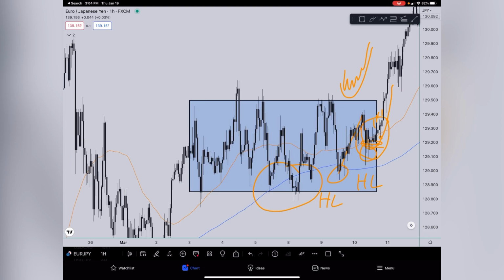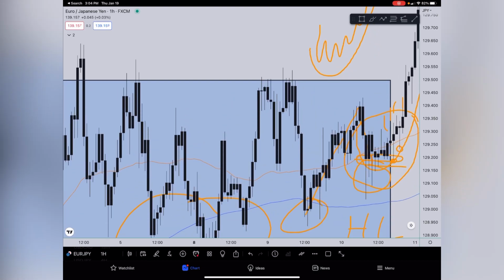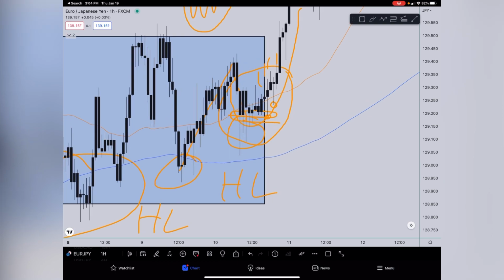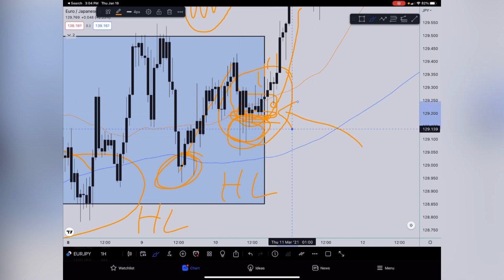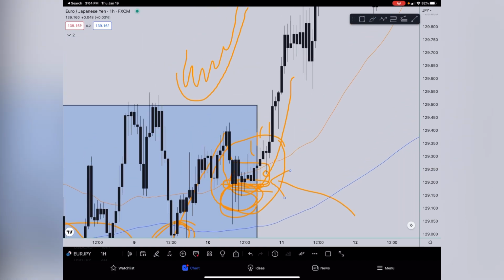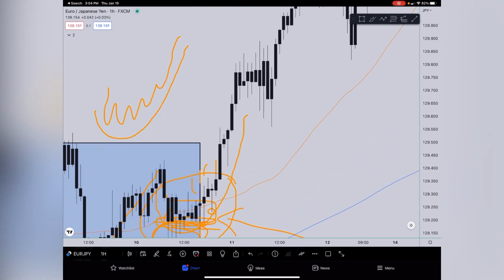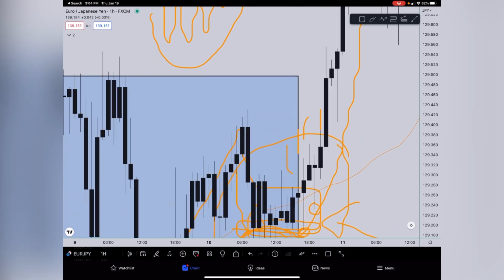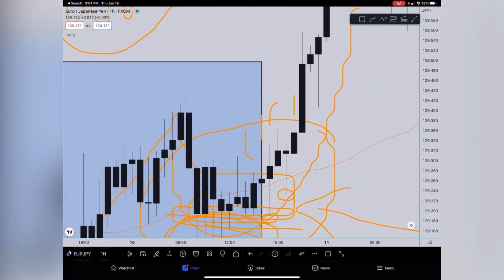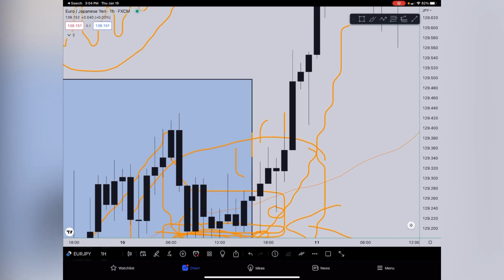I boxed out the range, but right here is where price started making higher lows. Okay, this is very important, and that's the first sign. And then we have this bullish engulfing right here, right? And that is the first sign. So as you guys can see, price continues to go up and make higher highs on the candles, and that's very important to understand. And price candles start to get longer, right? As you guys can see.